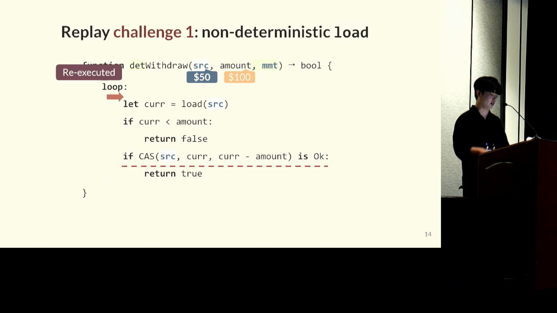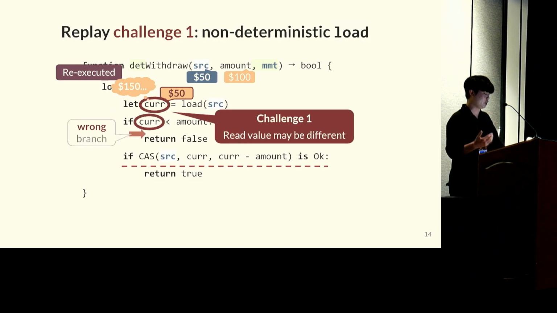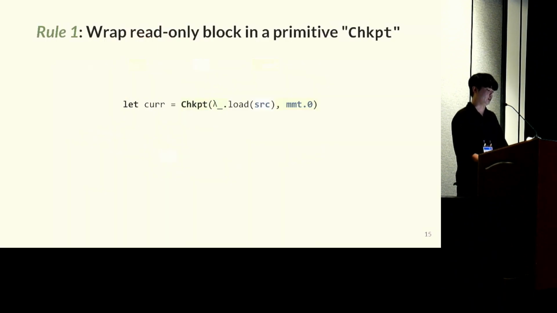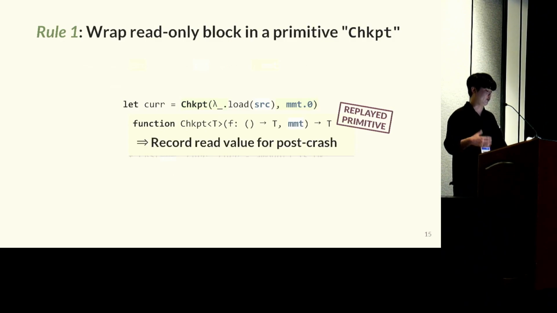The program restarts and loads source again, but load now returns $50, different from the previous value, going to the wrong branch. When the return value of load changes like this, the control flow also changes and replay isn't correctly performed. We address this by providing the checkpoint primitive. Rule 1 says that read-only blocks like the load function should be wrapped in a checkpoint primitive. Let's delve into this. It takes the read-only function and a Memento as parameters and returns the function's result. By executing the read-only function and recording the outcome, it keeps the load value for retrieval after a crash.